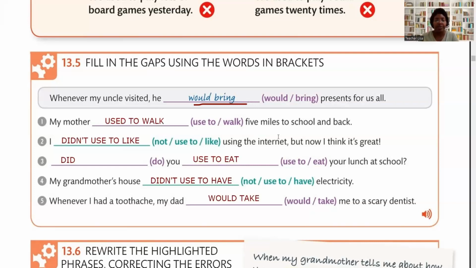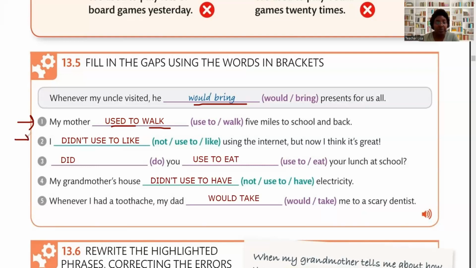Okay, so how'd you do? Let's review. Number one, my mother used to walk 5 miles to school and back. So remember, we can put that ed, used to, but we don't do anything with that second verb. We leave that alone, walk.